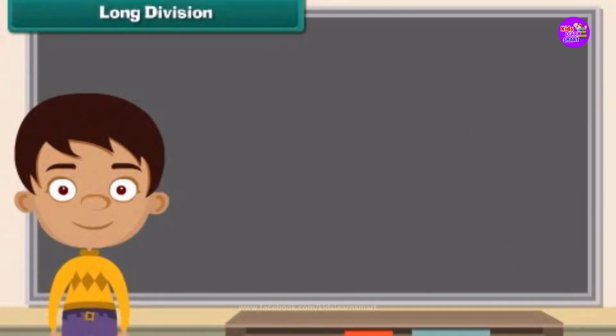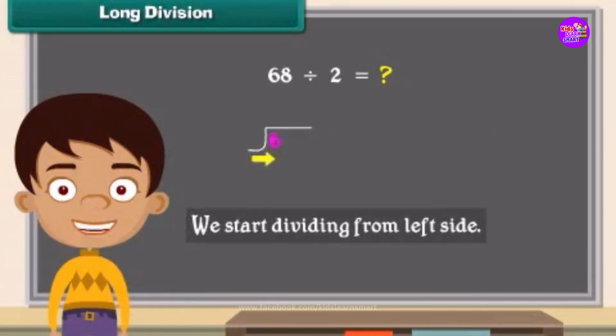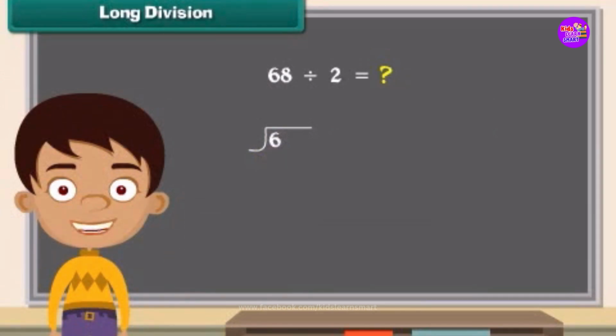Long division. We will now divide 68 by 2 by long division method. For this, we write 68 divided by 2 as shown on screen. Look at the first number from the left side in 68. It is 6. We start dividing from the left side. First, we will divide 6 by 2. 6 divided by 2 is 3. So, we put that 3 right above the 6.